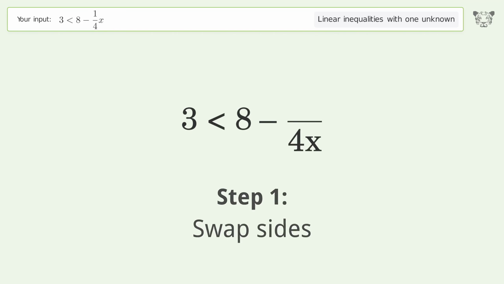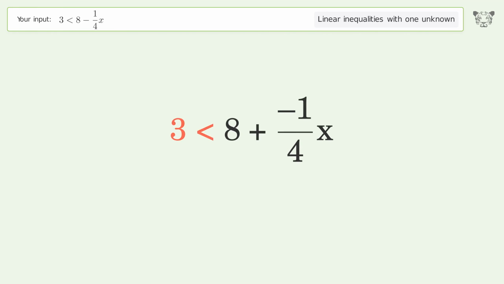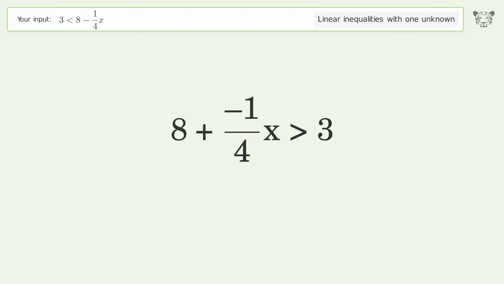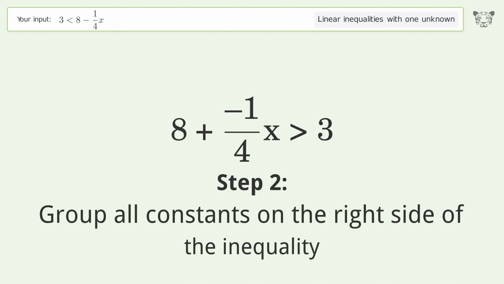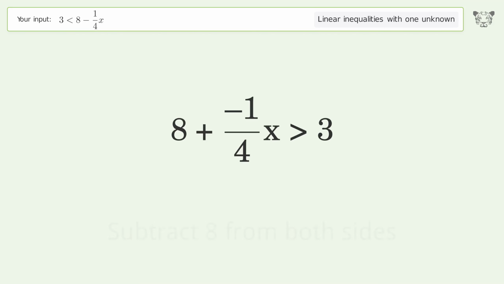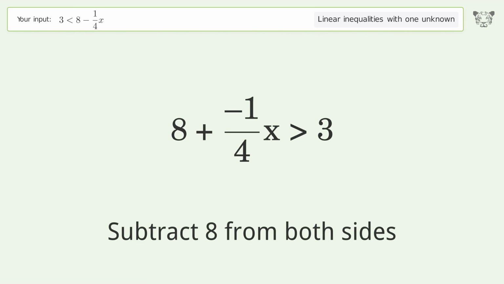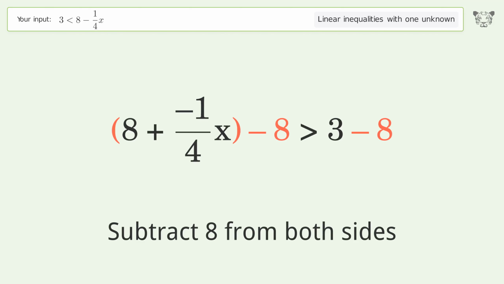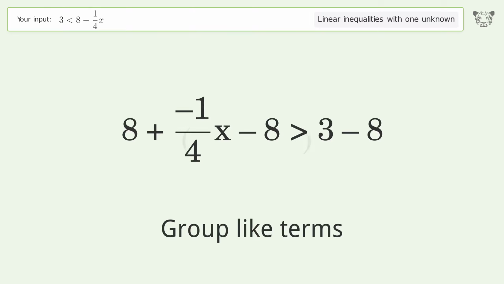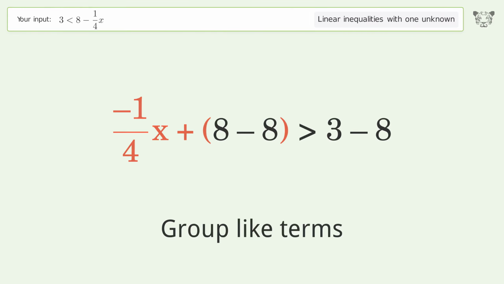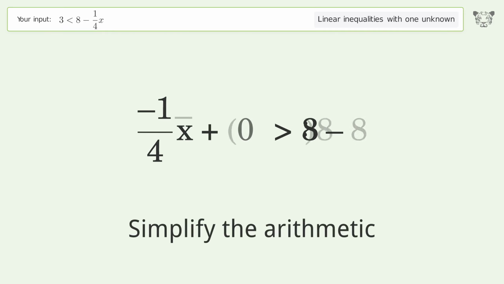Swap sides. Group all constants on the right side of the inequality. Subtract 8 from both sides. Group like terms. Simplify the arithmetic.